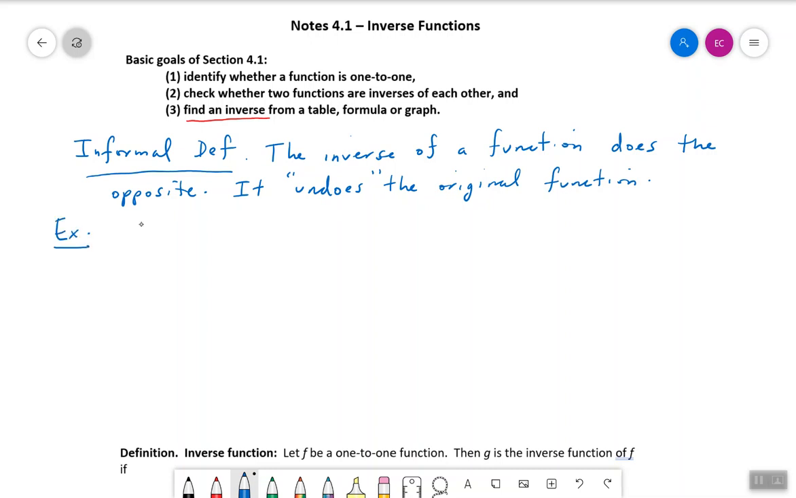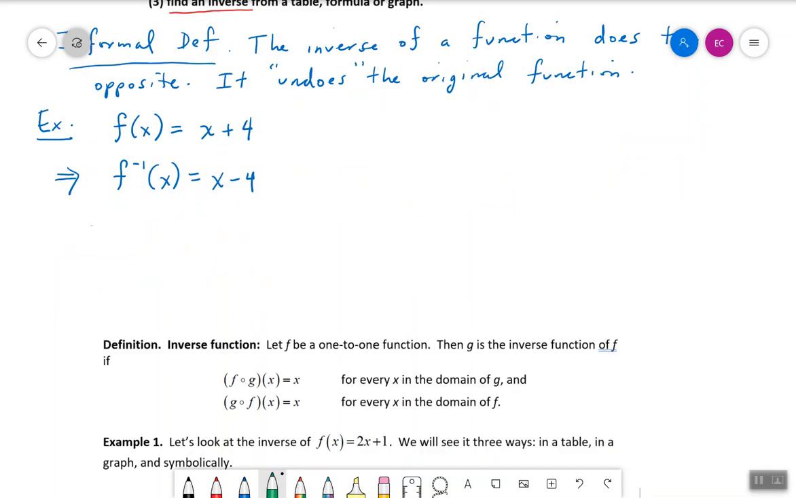If I tell you that the function f of x takes the input x and adds 4 onto it, then what do you suppose the inverse function is? If the original function adds 4, then the inverse function should just subtract 4. We have f of x equals x plus 4, then f inverse of x is equal to x minus 4. And so we can have a concrete example.